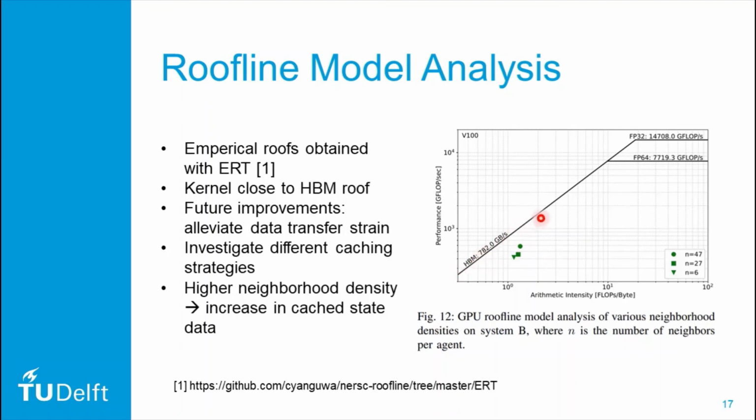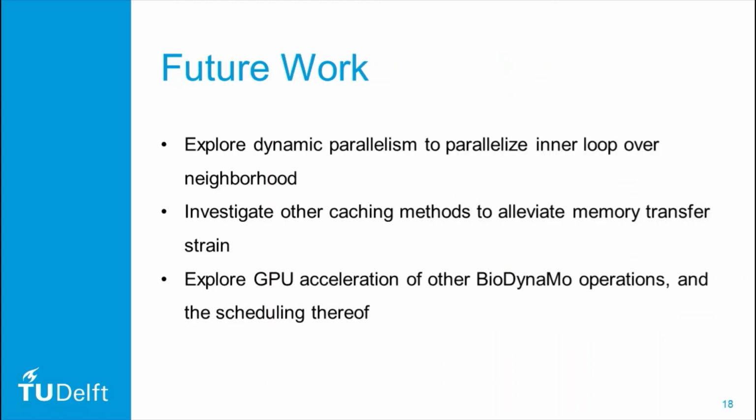The kernel is very close to hitting the high bandwidth memory roof, the HBM roof, which means that the kernel is also close to being memory bound. Future improvements to the kernel must focus on alleviating the strain on data transfer between the GPU and the GPU memory.